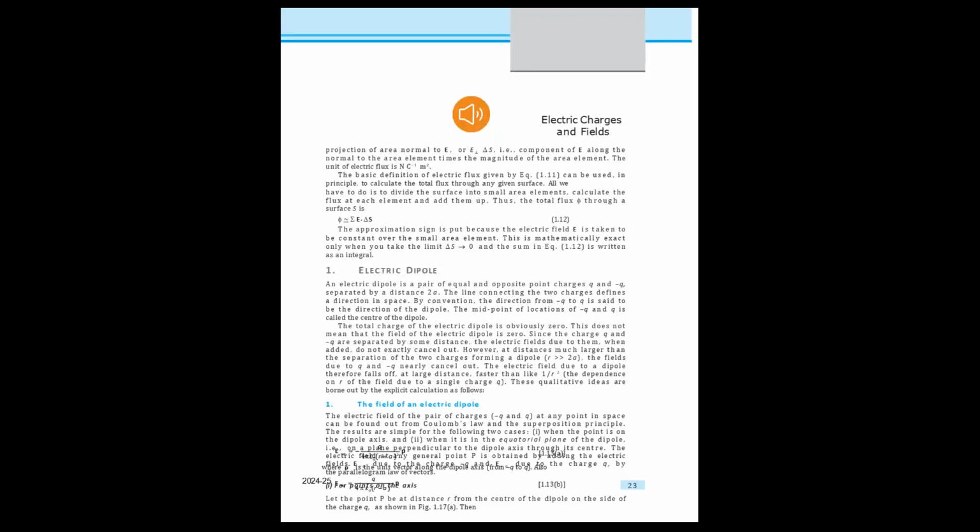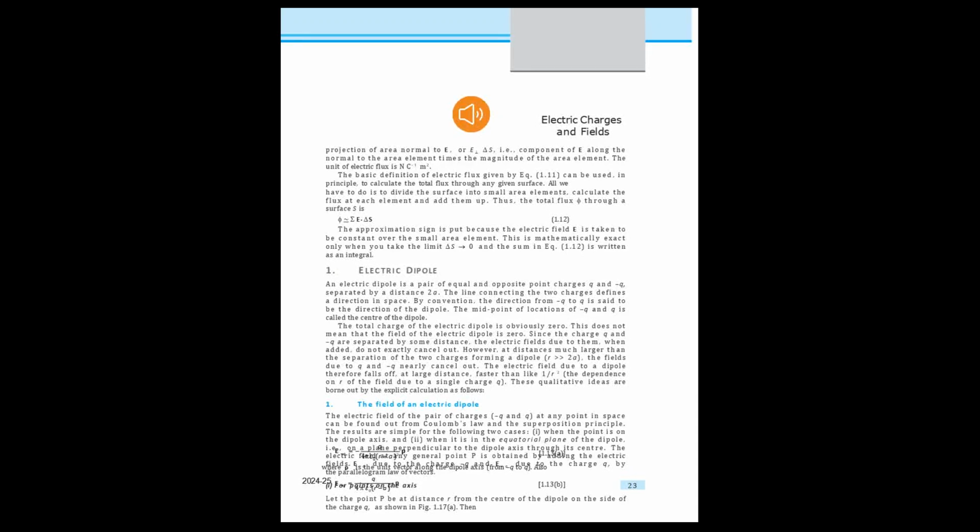Electric dipole. What is an electric dipole? An electric dipole is a pair of equal and opposite point charges, plus q and minus q, separated by a distance 2a. The line connecting the two charges defines the direction in space. By convention, the direction from minus q to plus q is said to be the direction of the dipole. The midpoint of the locations of minus q and plus q is called the center of the dipole.